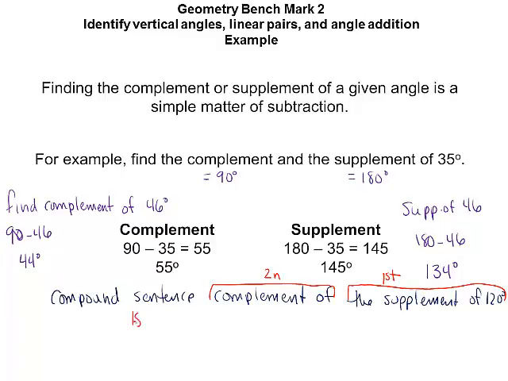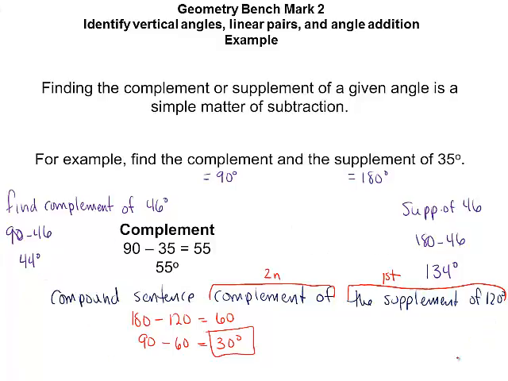So first I take the supplement of 120, so that's 180 minus 120, so that's 60. And then I take 90 minus 60 for my final answer to be 30. So it's sort of backwards. You start at the end and work your way back instead of going forward. So whenever you see this, you just know you have to do the second part first and then the first part second. Work it backwards.